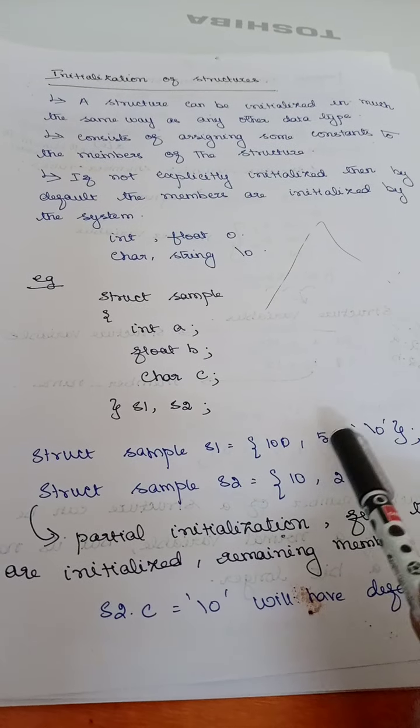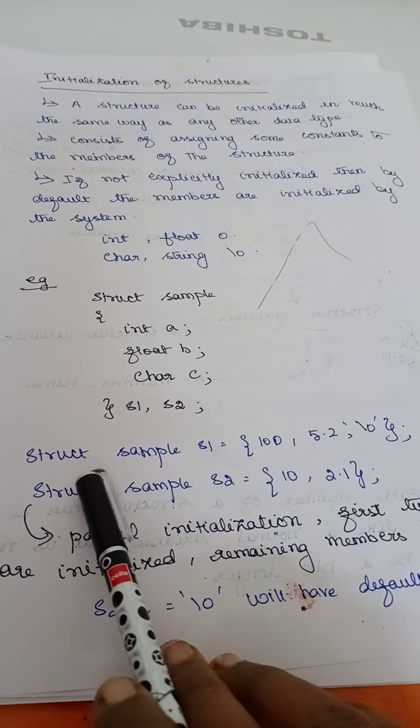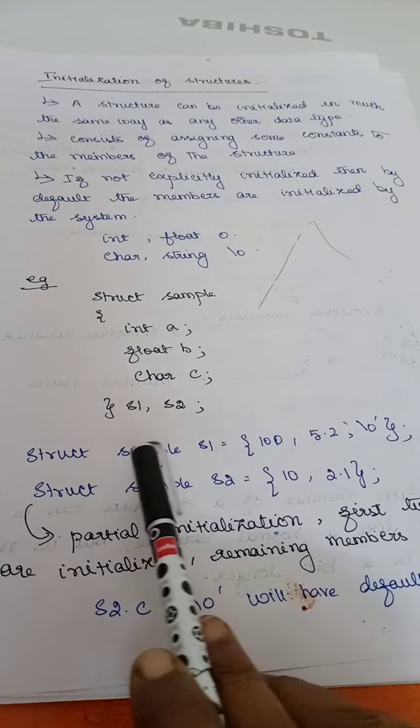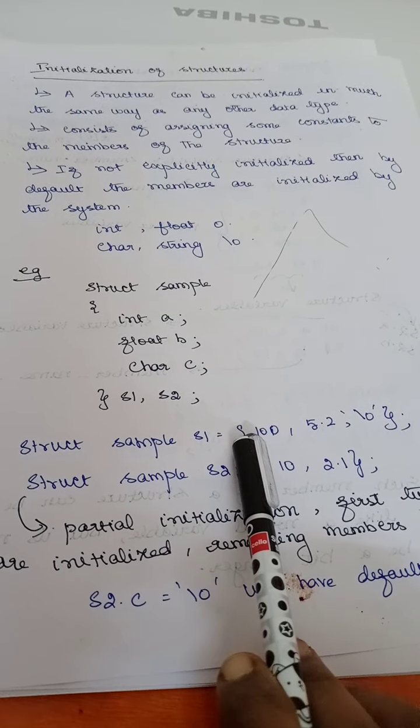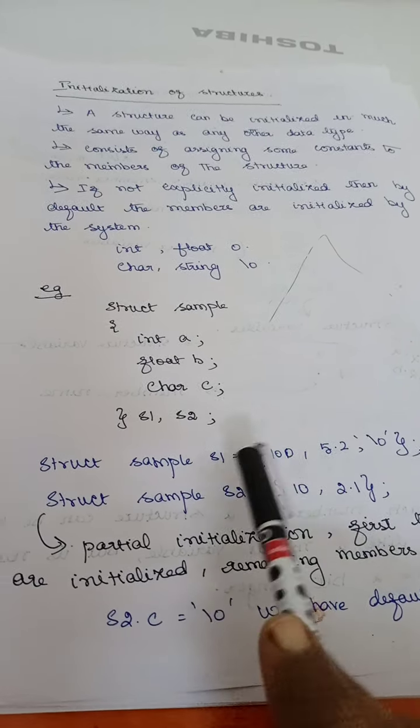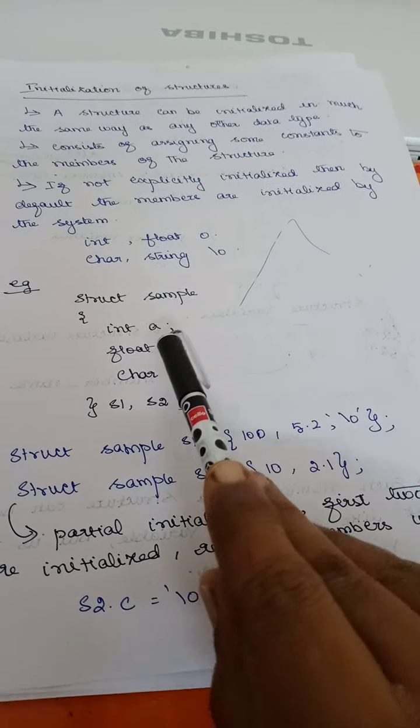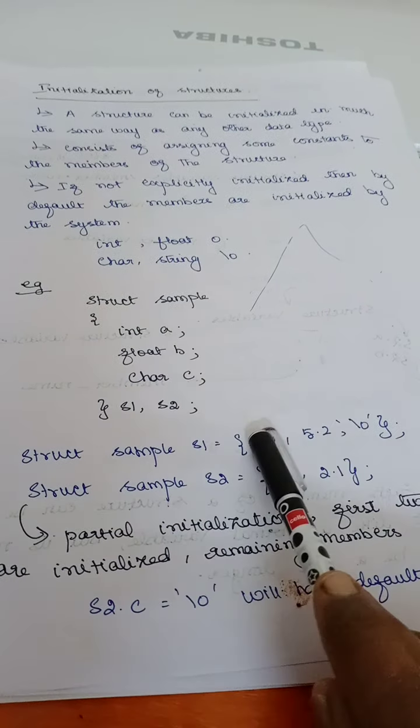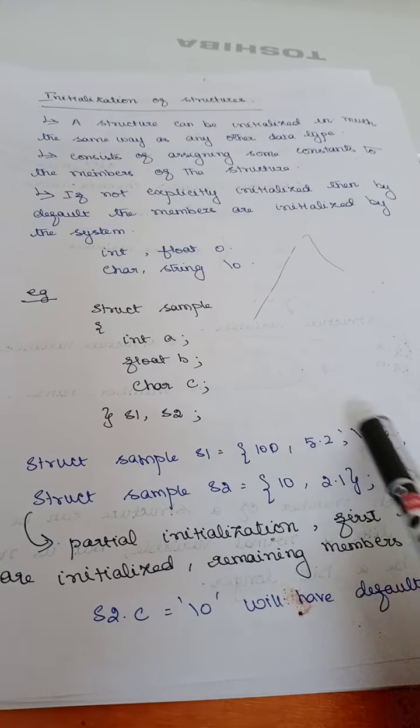Now how to assign the values here? Here I can assign the values. Struct sample S1 is equal to... Is that clear? Equal to. So what are all the values I can have for integer A, float and null?